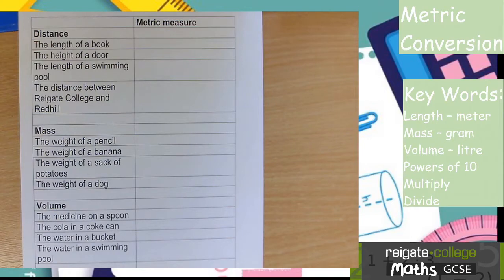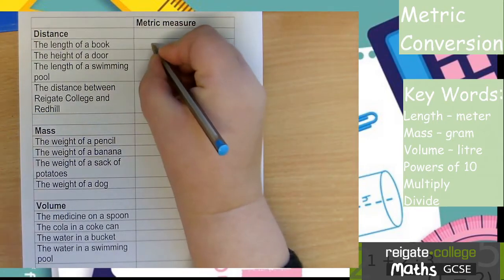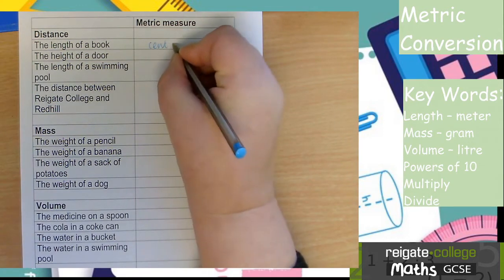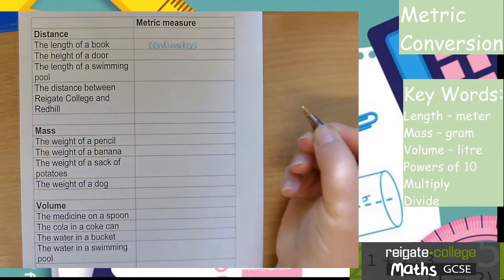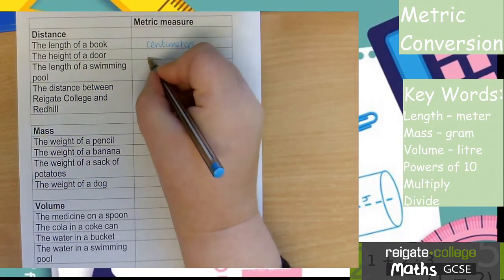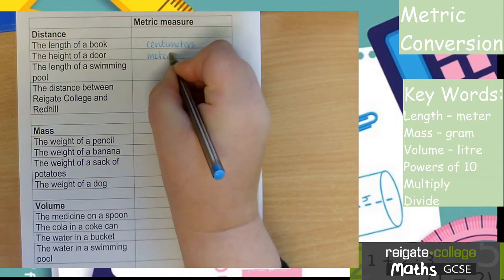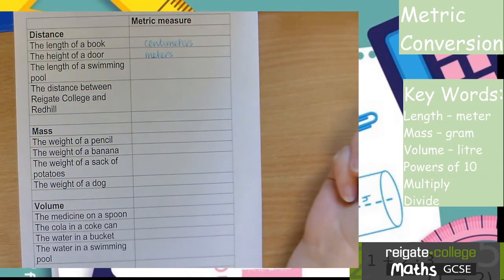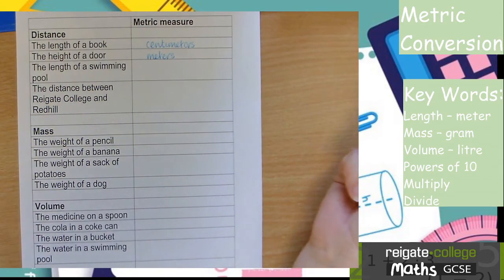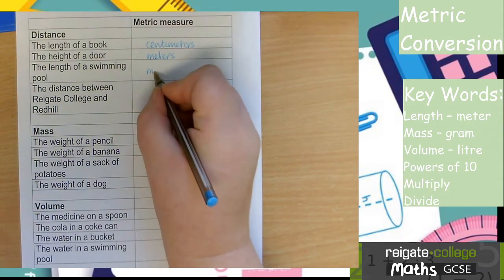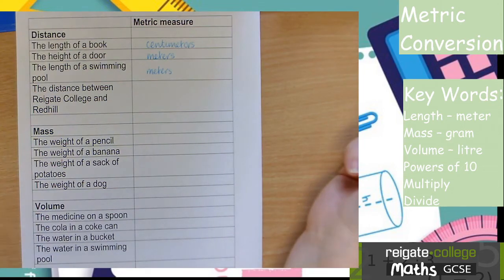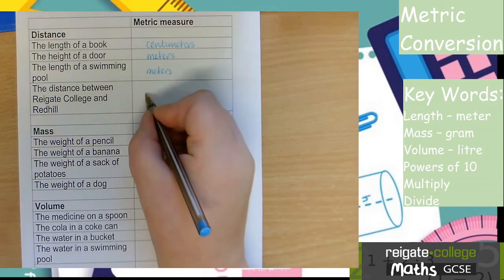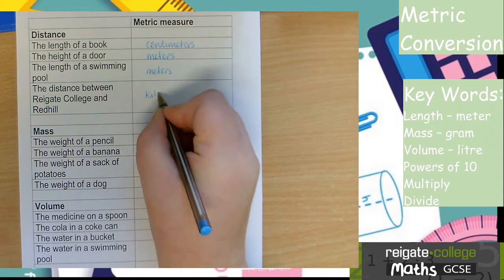Firstly, measures of distance. I would measure the length of a book in centimetres. The height of a door in metres. The length of a swimming pool, although longer, I would also measure in metres. But the distance between Reigate College and Redhill, I would measure in kilometres.